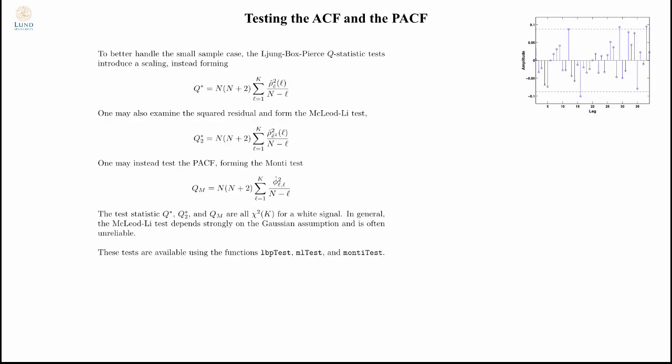Here are some further tests. The Box-Pierce test tends to be unreliable when you have a small amount of data, so you tend to use the Ljung-Box Q statistic, where you scale each of the ACFs like this, and then you scale this, and it will still be chi-square distributed. This is normally quite a good test. You can also use the squared residual, and then square the ACF of the squared residual, and you get the McLeod-Li test.